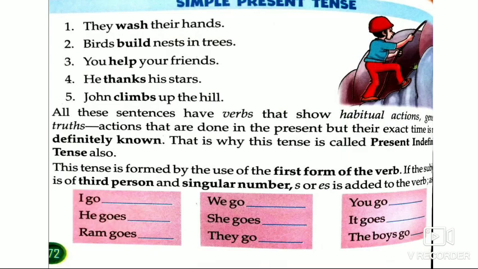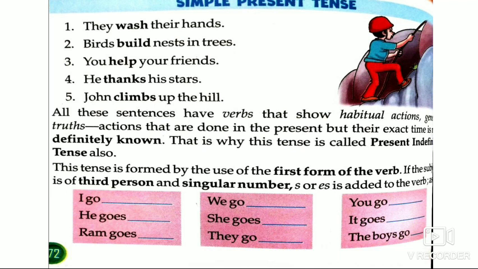Next, you have the simple present tense. Look at the examples given. They wash their hands. Birds build nests in trees. You help your friends. He thanks his stars. John climbs up the hill. All these sentences have verbs that show habitual actions, general truths, actions that are done in the present but their exact time is not definitely known. That is why this tense is called the present indefinite tense.